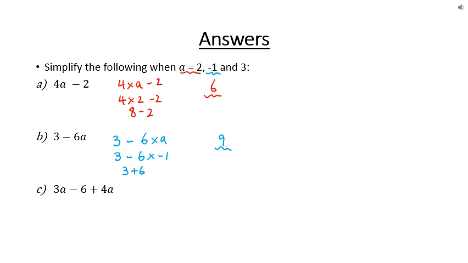And in the last question, a equals 3, so this becomes 3 times a, take 6, plus 4 times a, where a is 3 in both cases. So this becomes 3 times 3, take 6, plus 4 times 3. 3 times 3 is 9, take 6, plus 12. Well, 9 take 6 is 3, plus 12 gives us an answer of 15.